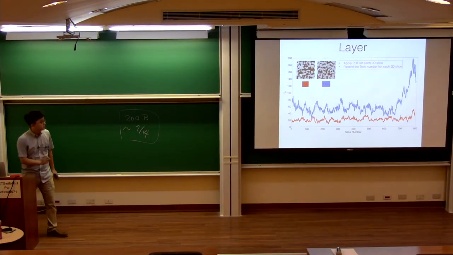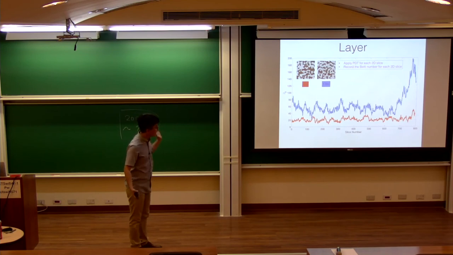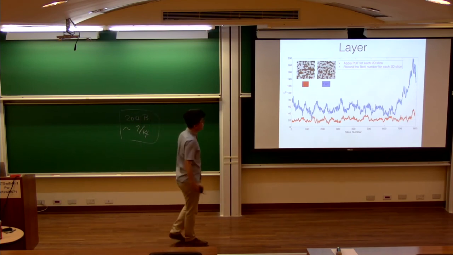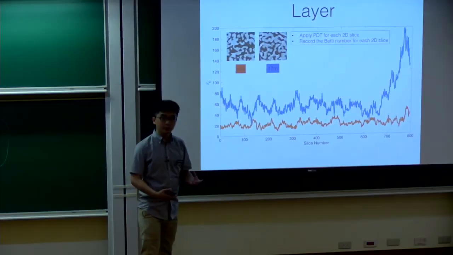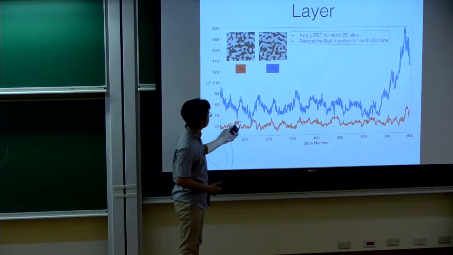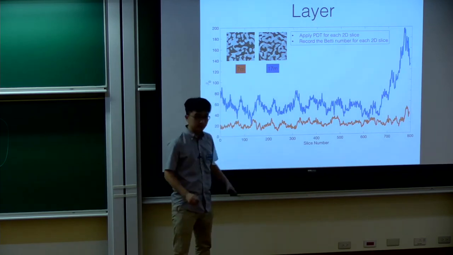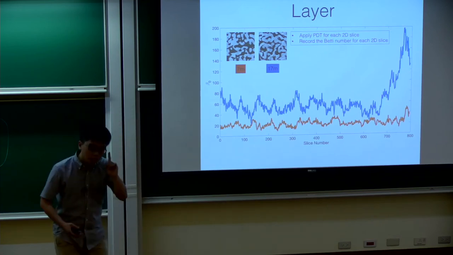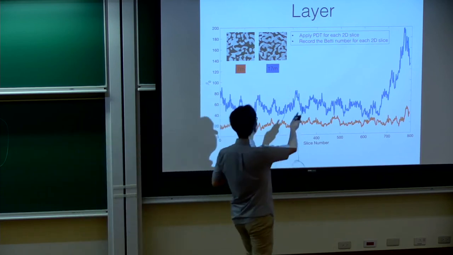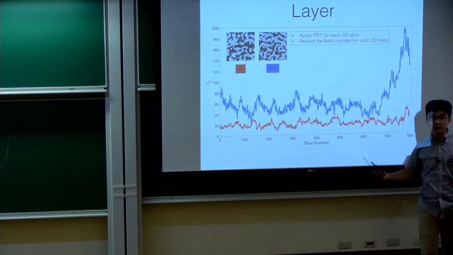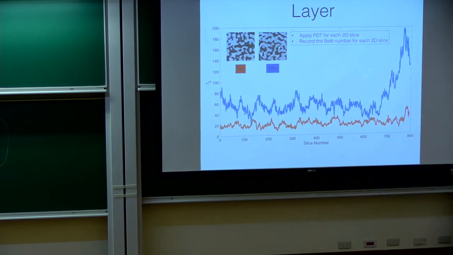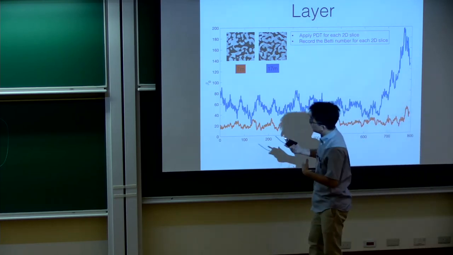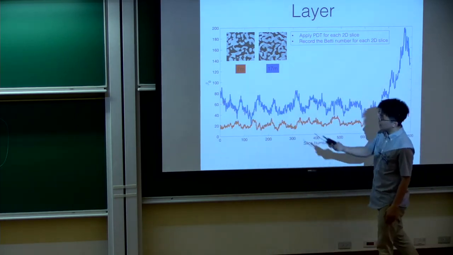Let me talk about this first. The first application of this is that we think we capture some meaningful information. The red curve is the 7 meter sample, the blue curve is the 17 meter sample. Let me explain how I get these figures. Instead of the 3D image, I only calculate on a 2D slice. I apply the PD thresholding method to each 2D slice, to detect the changes of Betti number across the 2D slices. We capture the threshold and also the Betti number, beta zero in this case.